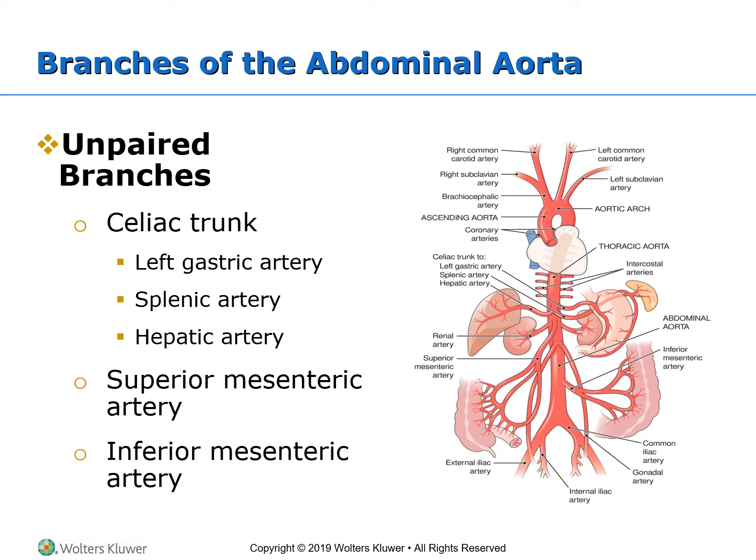Immediately under this, we'll have the superior mesenteric artery that will carry blood to most of the small intestine and also to the first half of the large intestine, the right side of it. And immediately under it, we'll have the inferior mesenteric artery that is smaller in diameter, and it supplies the second half of the large intestine, the left half of the transverse colon, the descending sigmoid and the rectum.